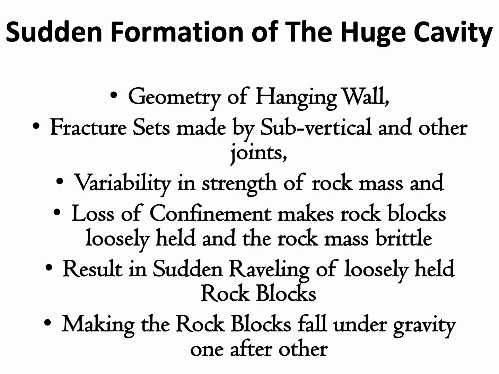Geometry of the hanging wall, fracture sets made by subvertical and other joints, and variability in the strength of the rock mass, together with loss of confinement, make rock blocks loosely held and the rock mass brittle. This results in sudden raveling of loosely held rock blocks, making the blocks fall under gravity one after another. Variability in the strength of the rock mass gives rise to the extent of failure. That means the size of the cavity is being controlled by variability in the strength of the rock mass.